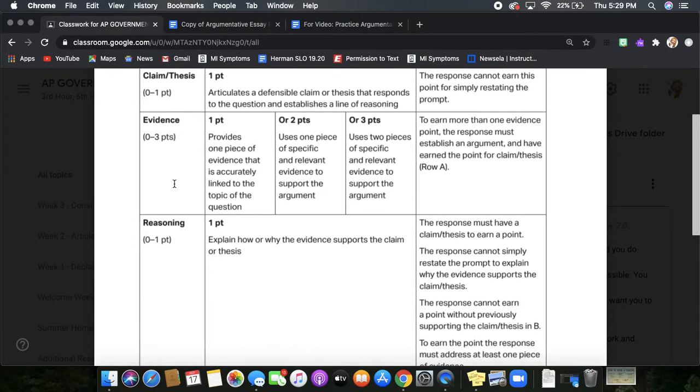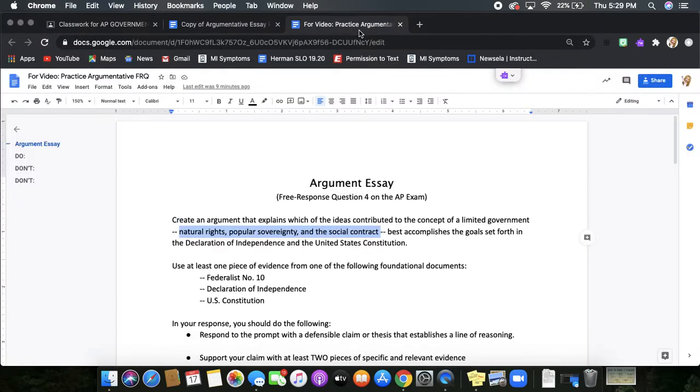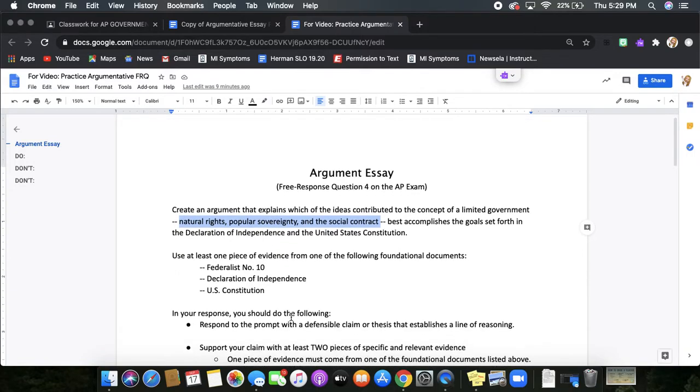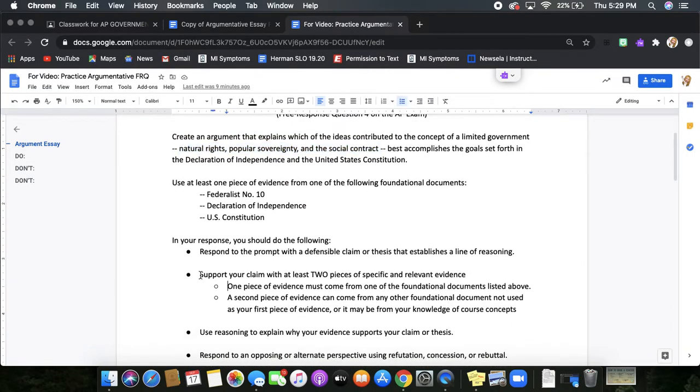Next is your evidence. If you go back to the prompt that I gave you, you'll see that you have to support your claim with at least 2 pieces of specific and relevant evidence. 1 piece of evidence must come from the foundational documents listed above, so you have to use either Federalist Number 10, the Declaration, or the Constitution.